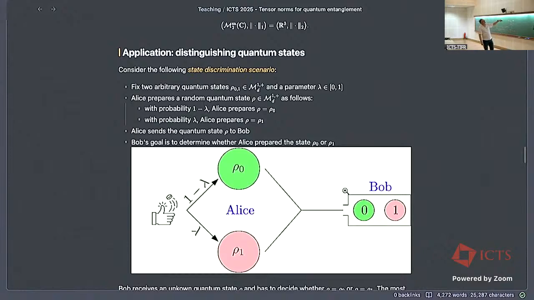So Alice has this biased coin which gives probabilities lambda and 1 minus lambda. If she gets the first outcome, she prepares rho 0. If she gets the second outcome, she prepares rho 1, with different probabilities, 1 minus lambda and lambda. She sends this quantum state to Bob. Bob doesn't know what it is, and basically he has to determine whether he receives rho 0 or rho 1. And the question is, what's Bob's best strategy and how well can he do in this task? That's something quite important.